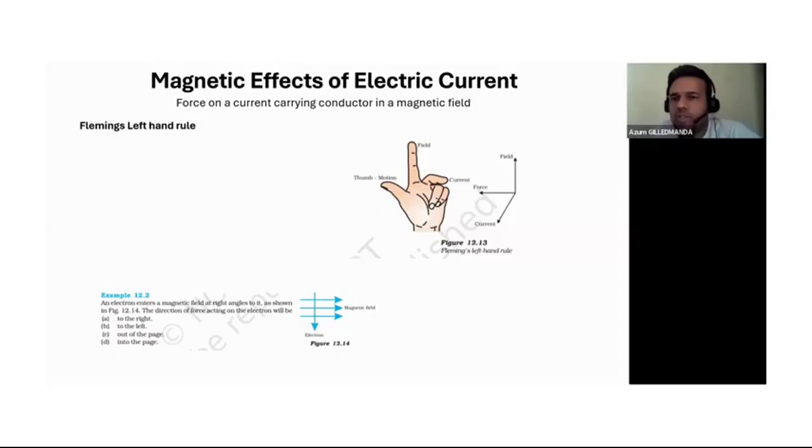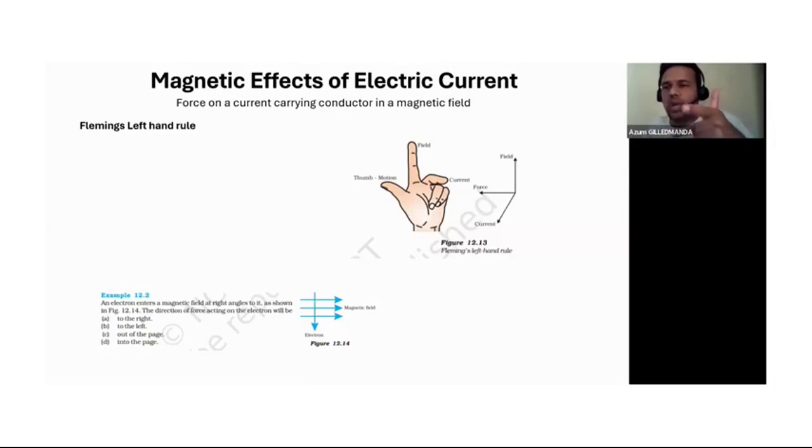What Fleming's left hand rule says is that the thumb, the forefinger and the middle finger need to be held perpendicular to each other, in this way. These two are perpendicular and these two are also perpendicular. If you hold the three fingers of your left hand this way, the forefinger indicates the magnetic field direction and the middle finger indicates the direction of the current. Then the thumb indicates the direction of force.